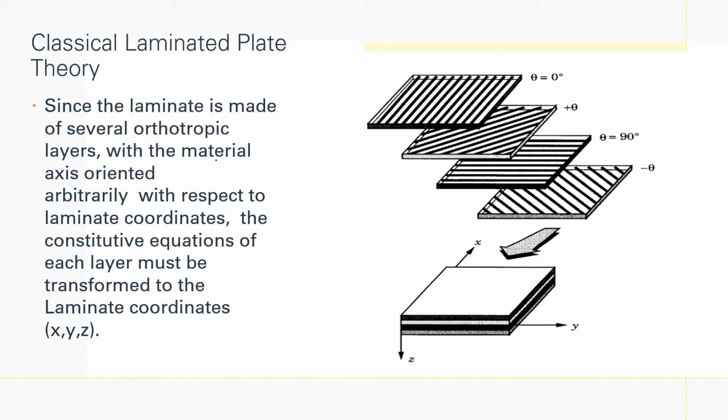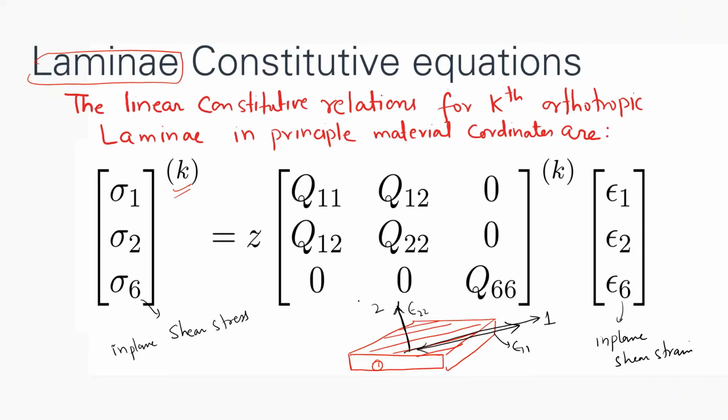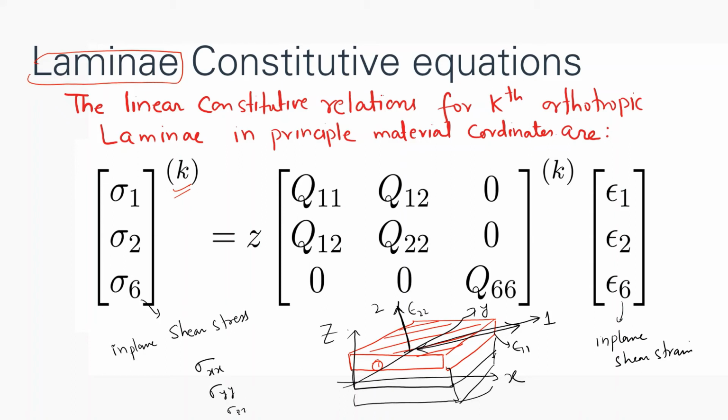In classical laminated plate theory, since the laminate is made of several orthotropic layers with material axes oriented arbitrarily with respect to the laminate coordinates, the constitutive equations of each layer must be transformed to the laminate coordinates. We have seen in the last equation that these were the constitutive equations in the lamina only, but if it is arranged in the laminate, the laminate axes would be this x axis, this y axis and this z axis. Then if we have to find sigma xx, sigma yy, sigma zz or sigma xy, these stresses must be transformed, because the lamina-wise stresses were in the lamina's own fiber directions. So we have to transform these stresses into the x and y coordinates for the plate.